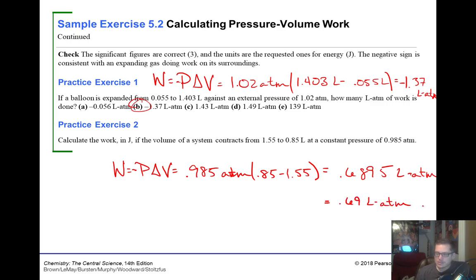So that's how you calculate work done by a system when it's changing gas. And that's it for our first little bit here into thermochemistry. Do your homework and your practice problems and let me know if you have any questions, and I'll see you on the flip side.